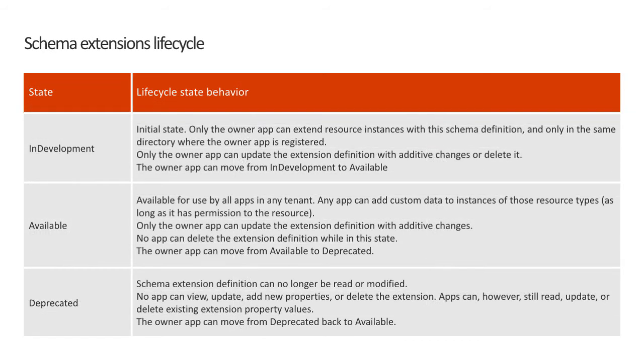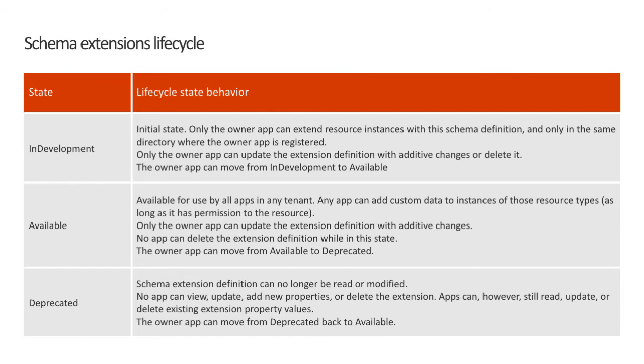So what's the life cycle of a schema extension? Well, you have a couple of different states. We have an in development state, and this is the initial state. Only the owner app can extend the resource instances with this schema definition, and only in the same directory where the owner app is registered. Only the owner app can update the extension definition with additional changes or delete it. And the owner app can also move from in development to available.